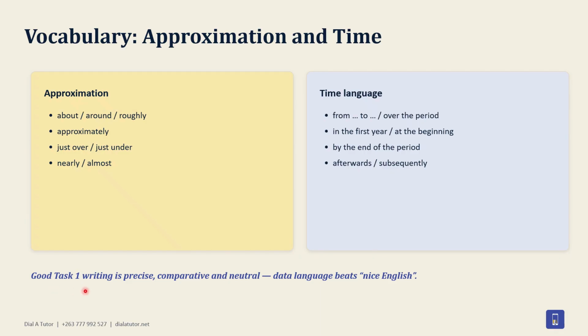So good Task 1 writing is precise, comparative, and neutral. The data language actually beats nice English. There is no need for you to use a lot of ammunition when describing data.